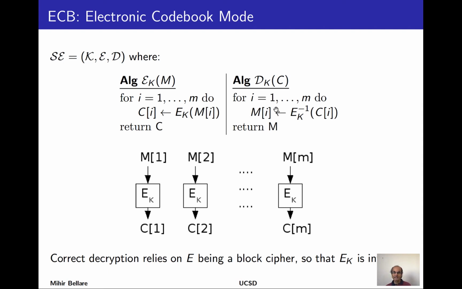We see that the fact that the block cipher is a block cipher, meaning once you fix k, it induces a permutation that has an inverse, is important to decrypt. When you decrypt, to recover the message from the ciphertext block, you run the inverse block cipher algorithm.